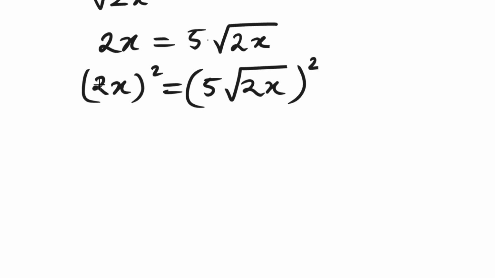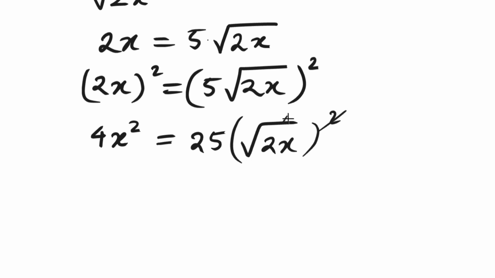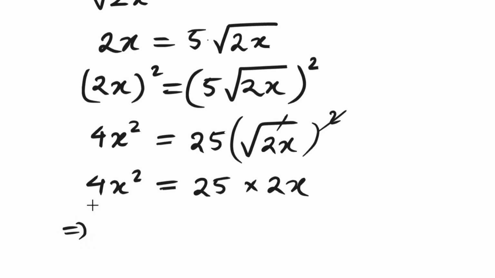The quantity 2x whole squared becomes 4x squared. On the right side, 5 squared is 25, and the square of the square root of 2x simply becomes 2x, because the square and the square root cancel each other. So now we have 4x squared equals 25 multiplied by 2x, which simplifies to 4x squared equals 50x.